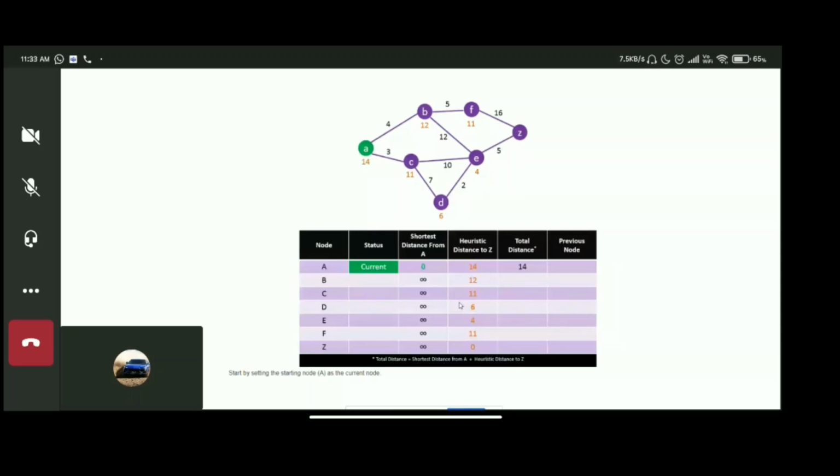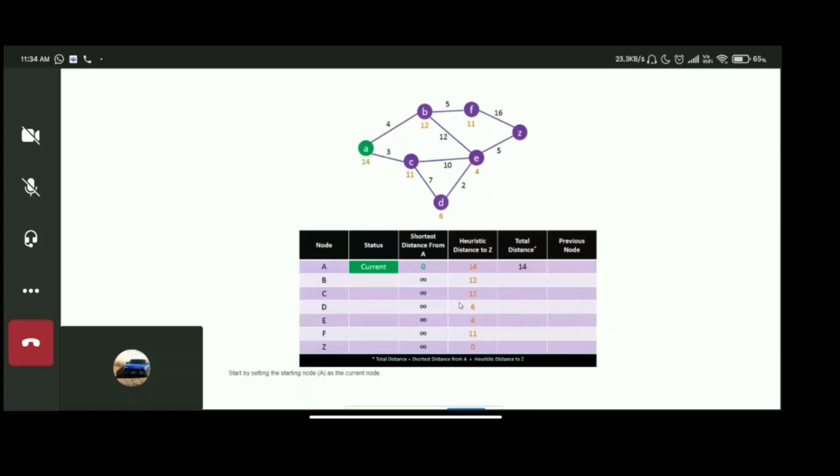The path A to B will cost you 4 plus 12. 4 is the computational cost and 12 is the heuristic function cost. So path from A to B will cost you 4 plus 12, which equals 16. G of n is equal to 4, H of n is equal to 12, and F of n would be 16.